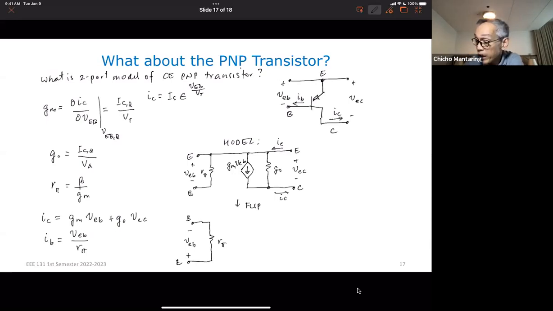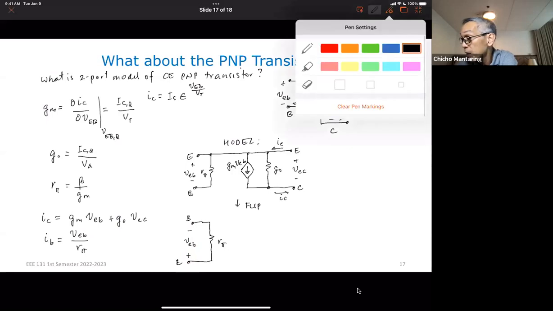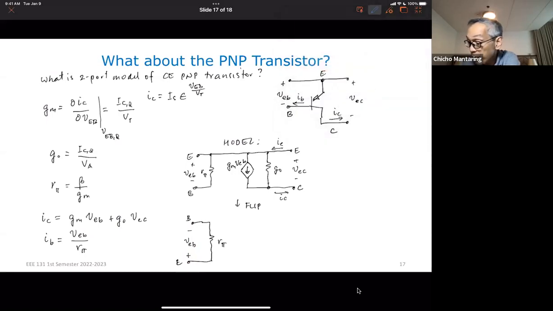Okay, what if I wanted my base to be positive with respect to my emitter? Then all I have to do is reverse my subscripts here. So instead of writing this as minus plus VEB, I can write this as plus minus VBE. So let me do that. I could have written this as plus minus VBE. The two are the same.